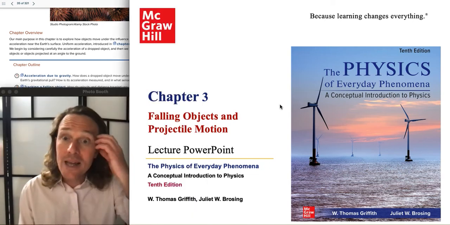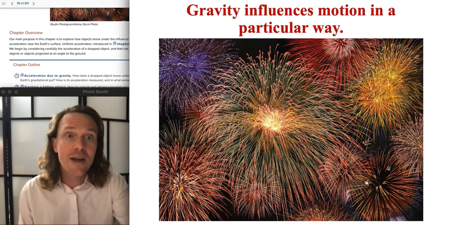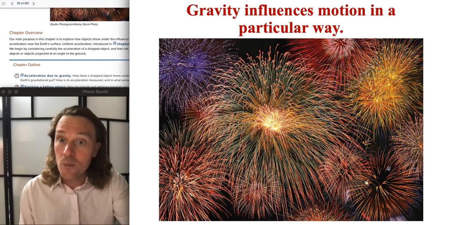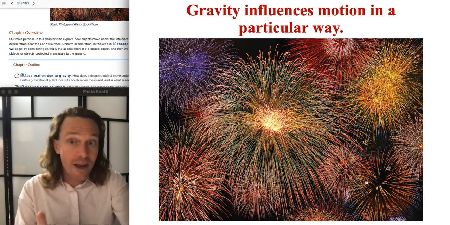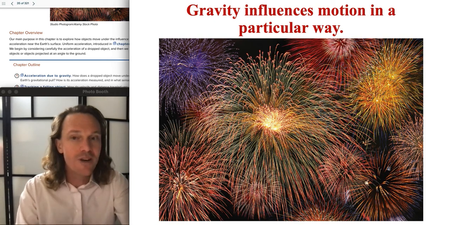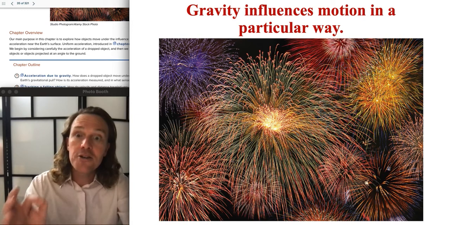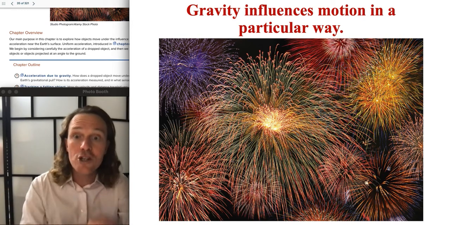All right, so let's go ahead and take a look at some of the slides. Let's get into this topic here. Gravity influences motion in a particular way. Which way is that? Gravity is a force. We'll talk more about forces in the next chapter. We keep hinting at them, but we'll officially define them in Chapter 4. But for now, we know there is a force, the force of gravity, that creates the acceleration of gravity.